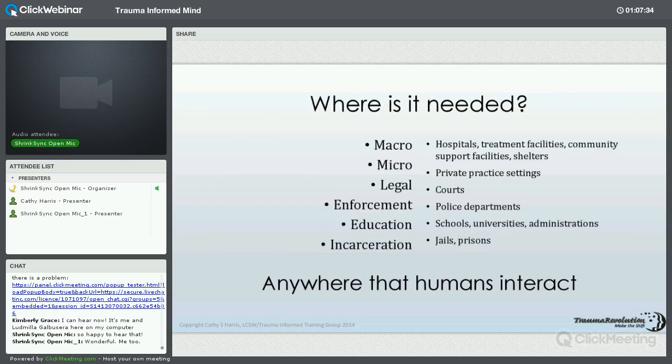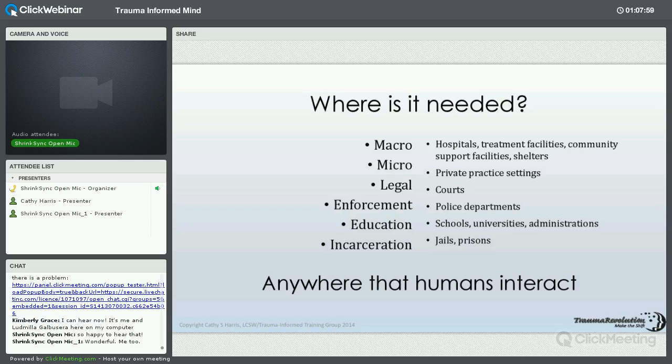Where is this needed? It's needed, quite frankly, anywhere that humans interact. We all need to have more compassion for one another. We need to be able to smile at one another. We need to be able to understand that we're all having difficulties and we're all able to have joy if we can lighten up on one another a little bit. So this is why I say that it's anywhere that humans interact.